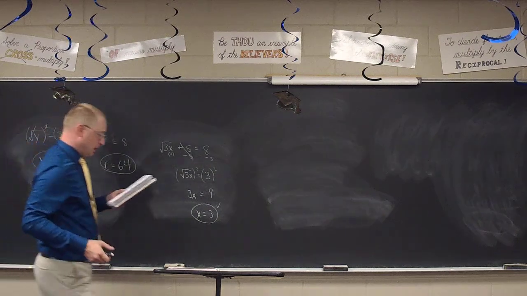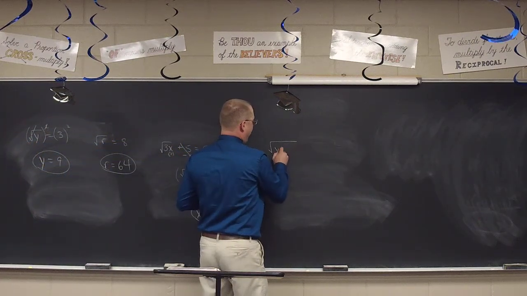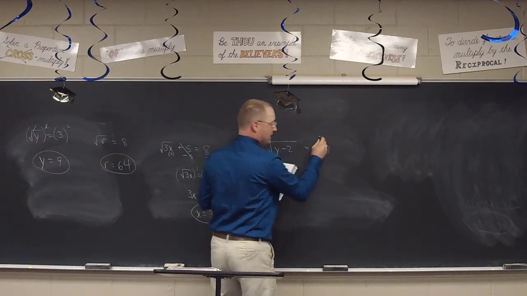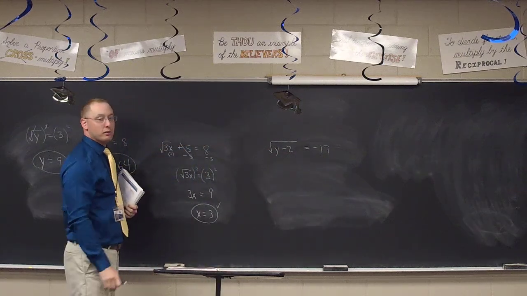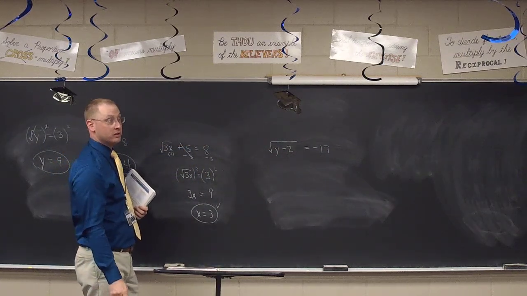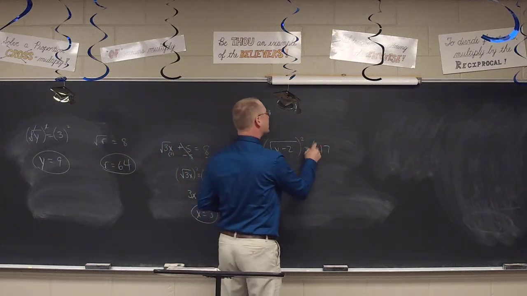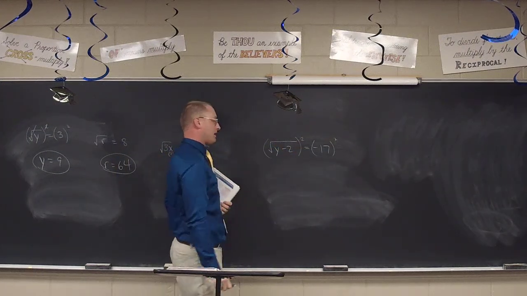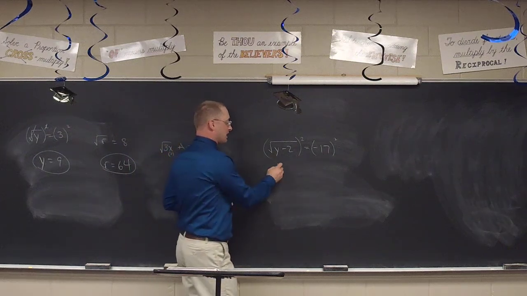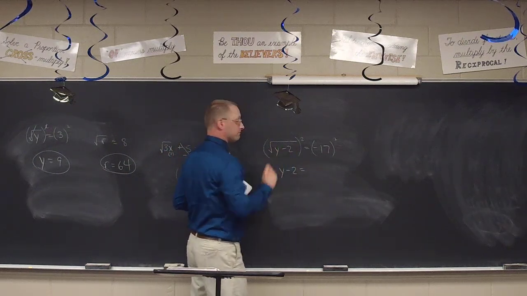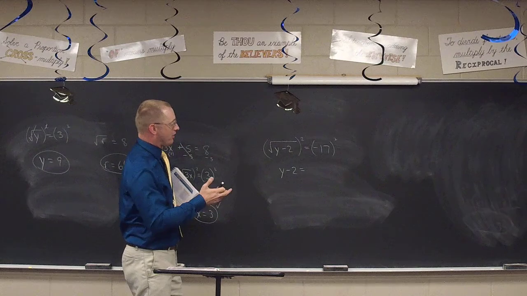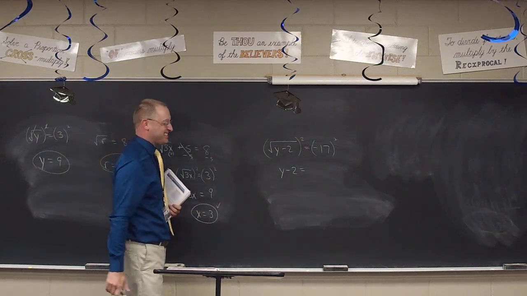All right, number 8, we have the square root of y minus 2 is equal to negative 17. Joshua, what do we need to do? Square both sides. Yeah, they already isolated the radical. We'll square both sides. And on the left side, when we square the square root of y minus 2, we get y minus 2, because, class, when we square a square root, you get the radicand. On the right-hand side, what do we get, Josh?